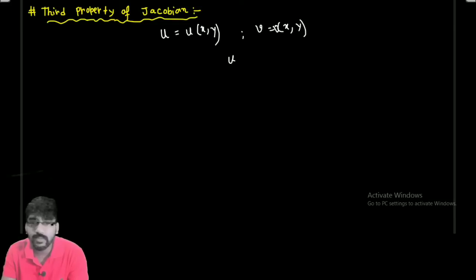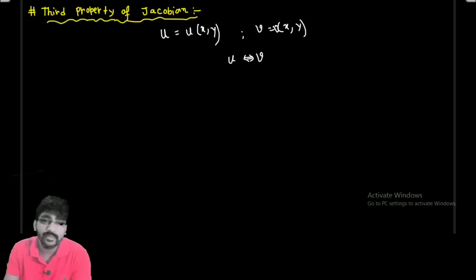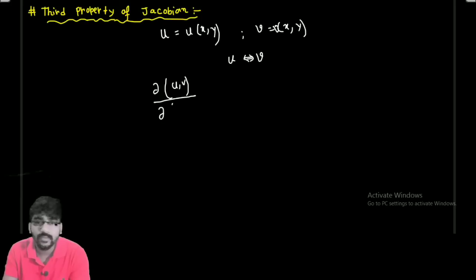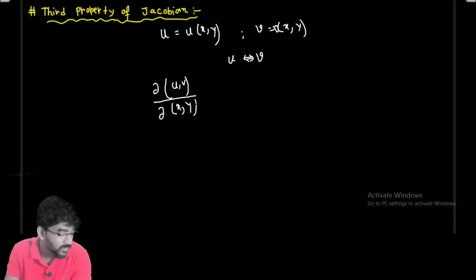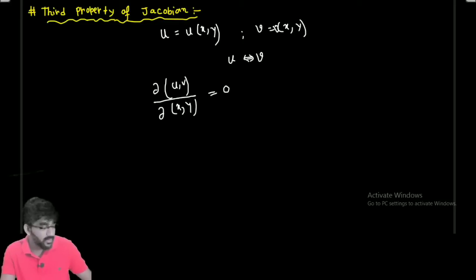If there is a functional relationship between u and v, that is, if u can be written in terms of v or v can be written in terms of u, in that case the Jacobian, that is del(u,v) by del(x,y), will be 0. So this is actually the property.